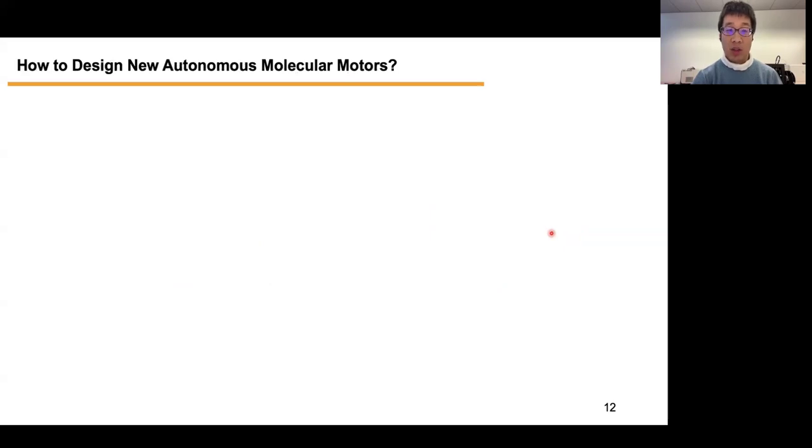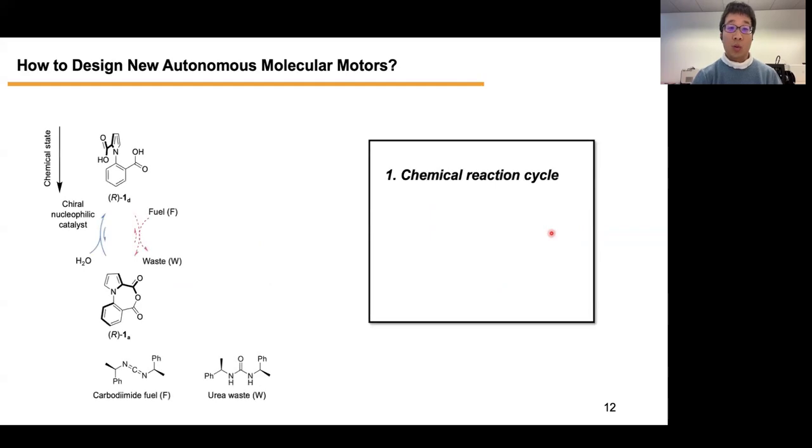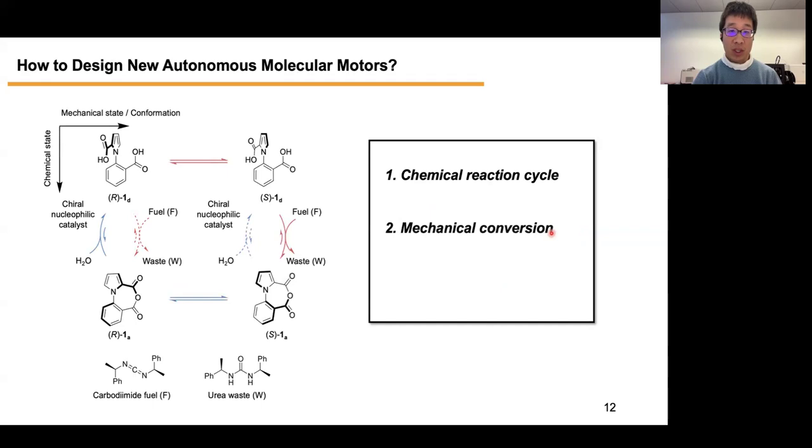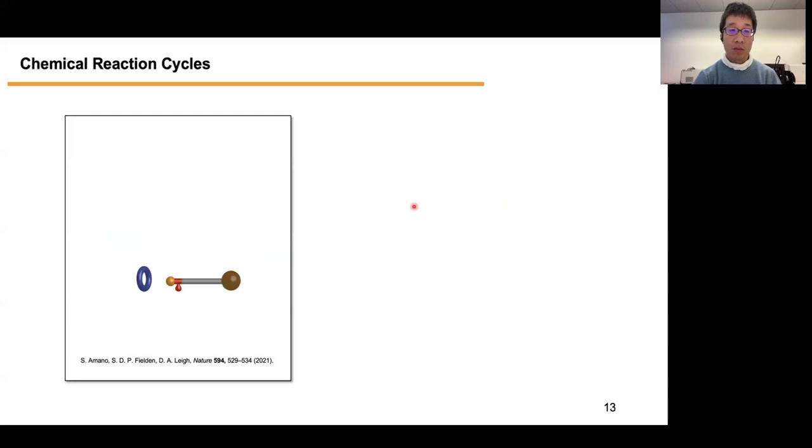So now we have a better understanding about how to design autonomous molecular motors. We start from a chemical reaction cycle, and then couple it with some mechanical conversion, and then somehow differentiate state 1 from state 2, and we can obtain directional motion. But actually, this very first step, making a chemical reaction cycle, has been challenging.